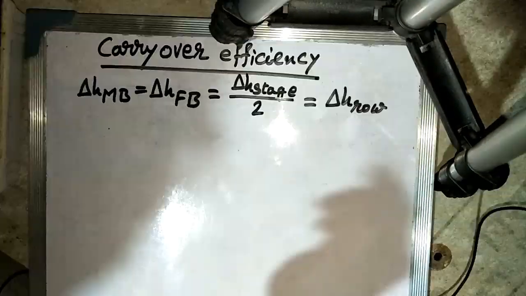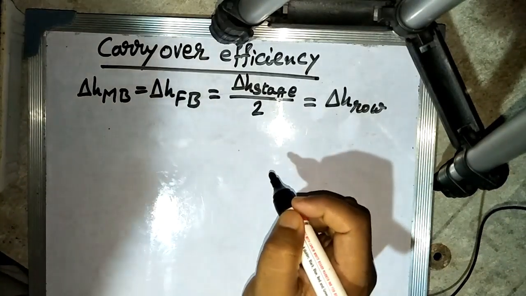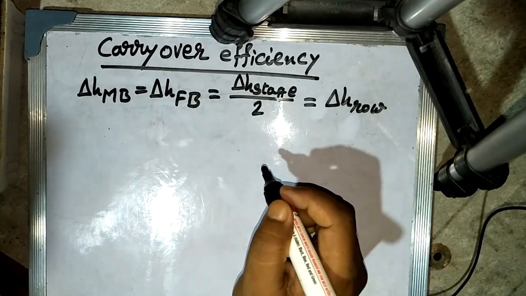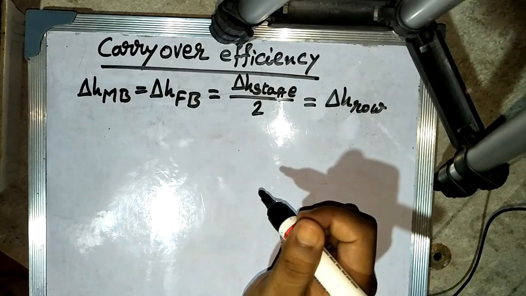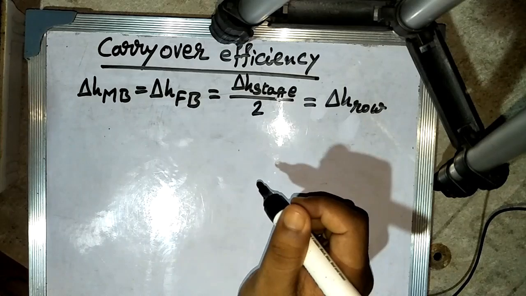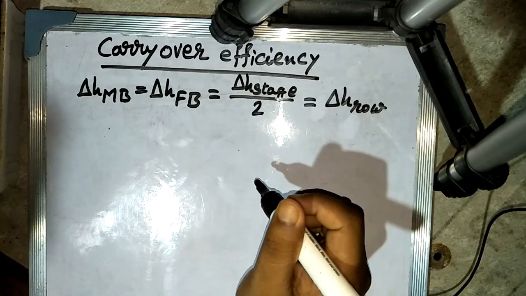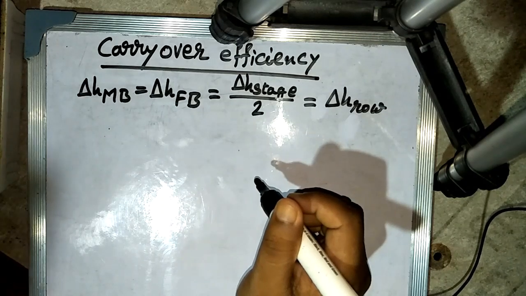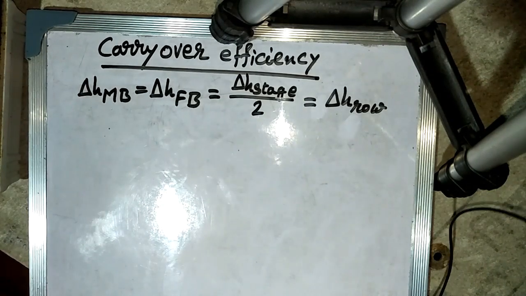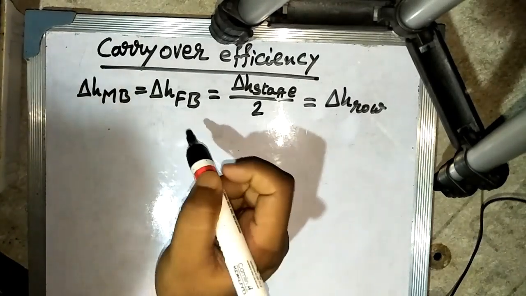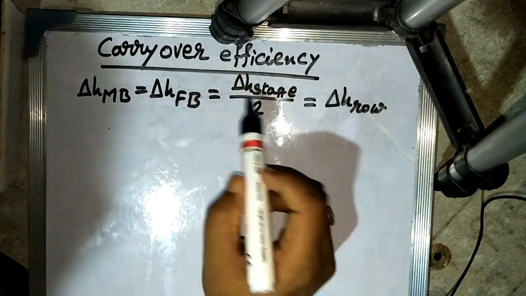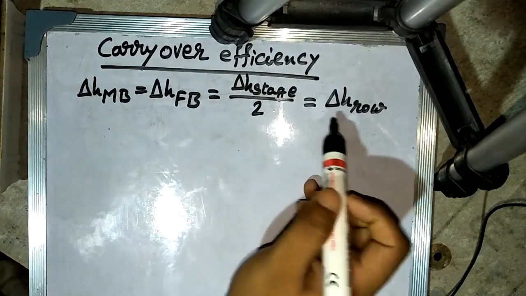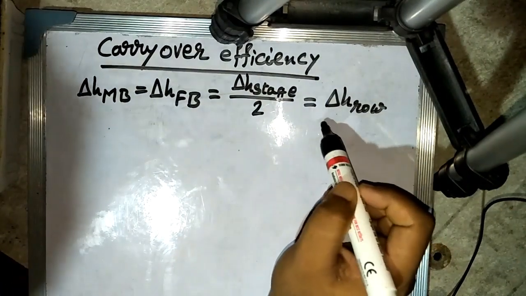So let's talk about the carryover efficiency. For symmetrical staging, in case of a 50% reaction turbine, the isentropic enthalpy drop across the stage is evenly distributed between the stationary and moving blades. As you can see, the enthalpy drop in the moving blade is equal to the fixed blade, and is equal to the stage enthalpy drop by 2, the row enthalpy drop.